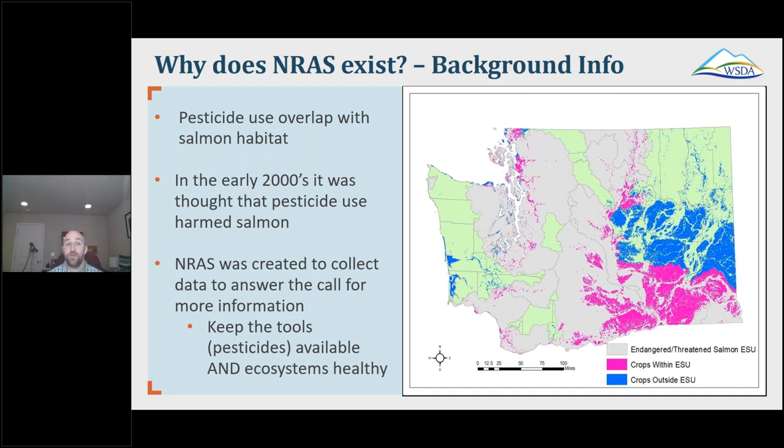So again, it was in the early 2000s. We wanted to really understand and answer the call for more information about how pesticides could be affecting salmon. And our group has expanded since then. We focus our efforts still on endangered species, certainly, but it's expanded beyond salmon. And our goal really is to allow industry and growers to keep the pesticide tools that are available for them, and keep aquatic ecosystems healthy at the same time.